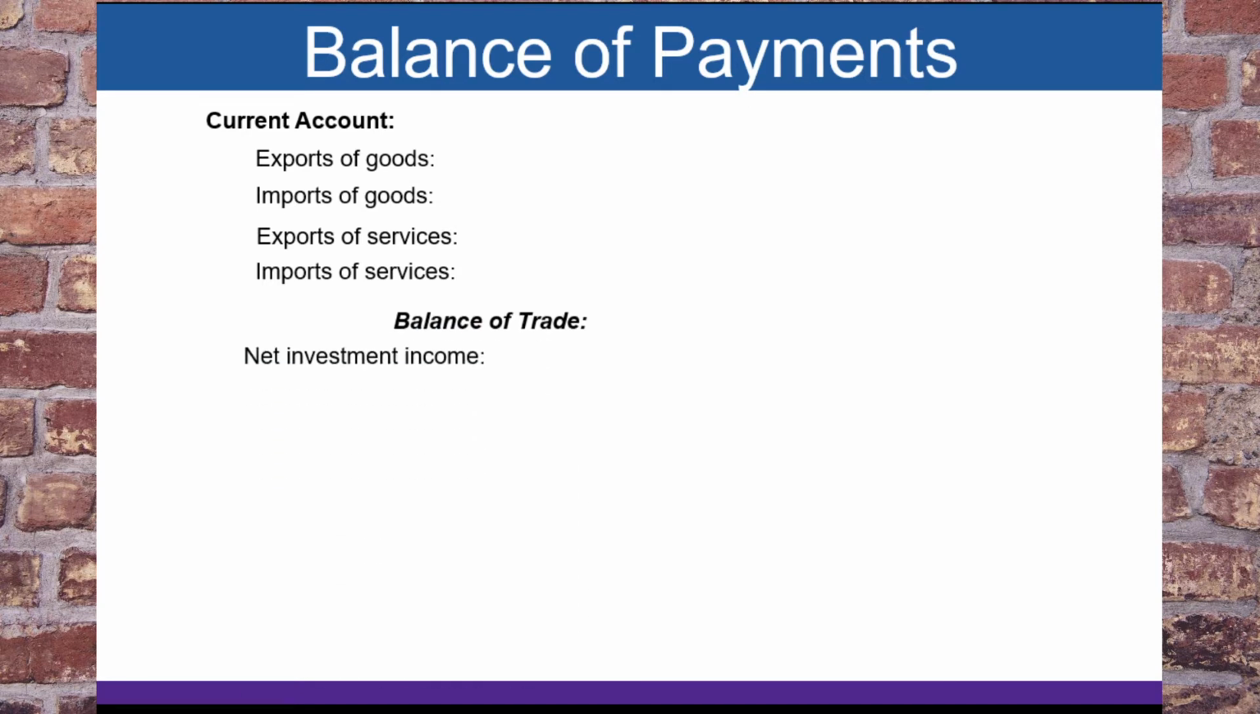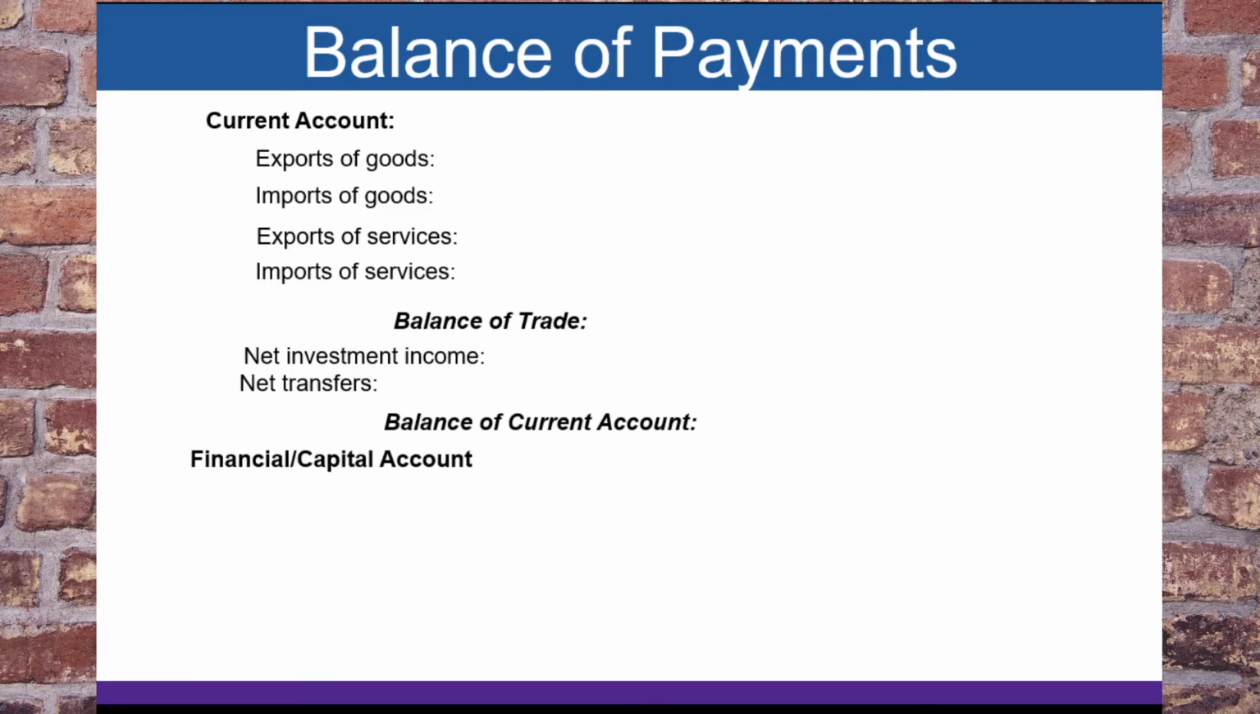Then we look at net investment income, dividends that we earn overseas and things like that. And net transfers, money that's being sent for payments. Could be Social Security, could be me sending a check to my grandmother for the land so I could become a lord, things like that. We're not going to focus on those two as much. The focus is going to be up top, and then we have the balance of the current account.